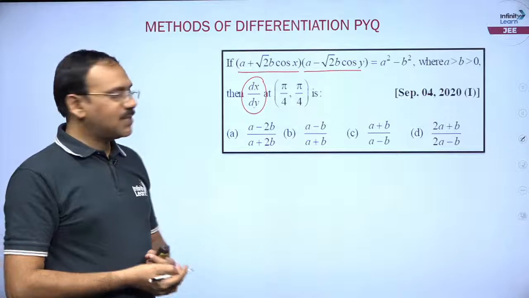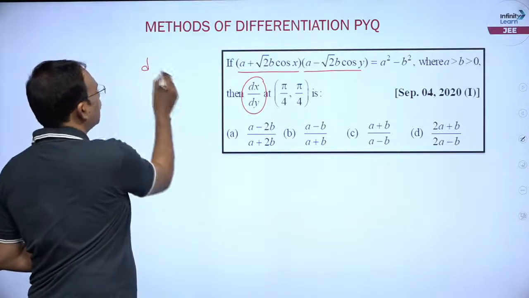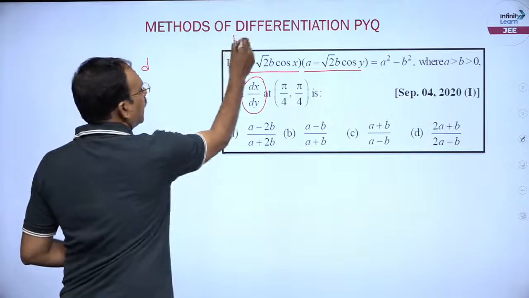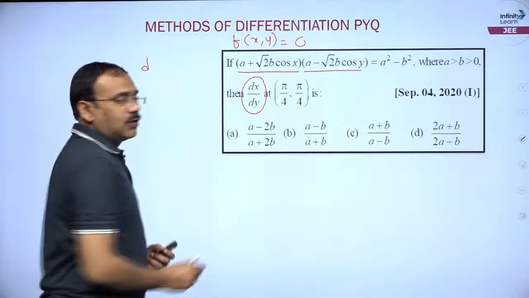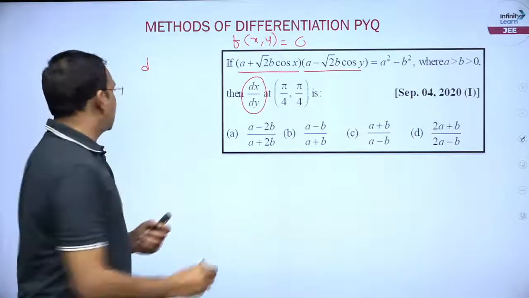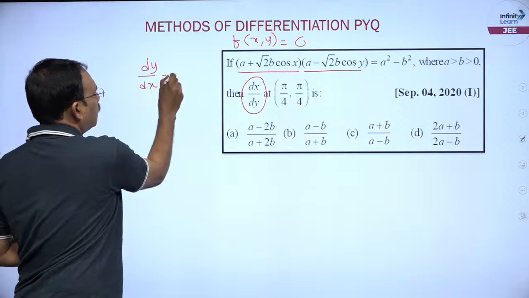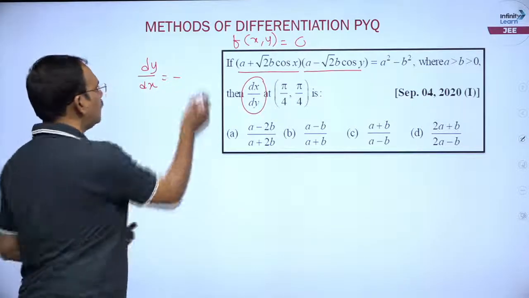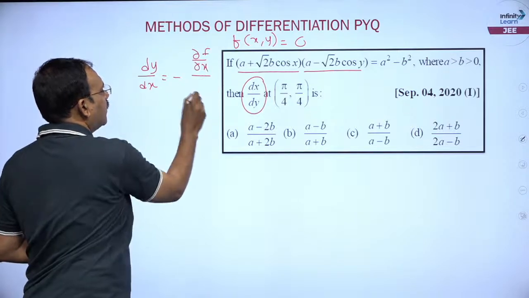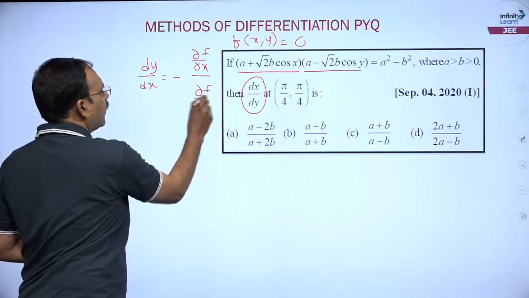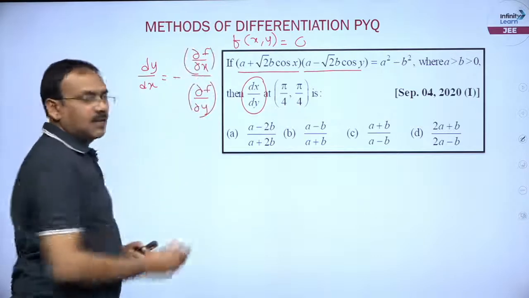So, in this case, friends, you see, let me write the formula. The formula is, if the function is an implicit function like f of x y equal to 0, the shortcut is dy by dx is equal to minus dou f by dou x by dou f by dou y. What do you mean by dou f by dou x?